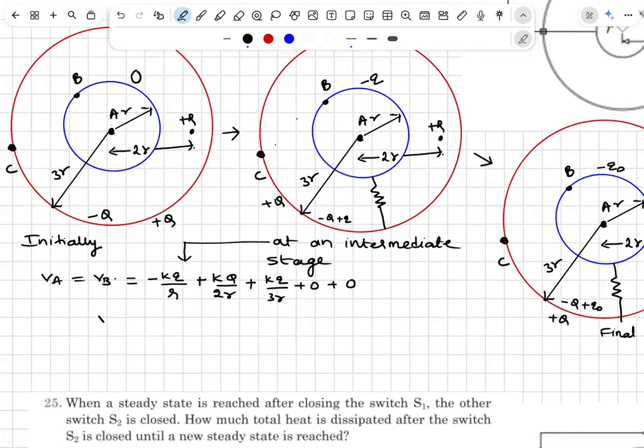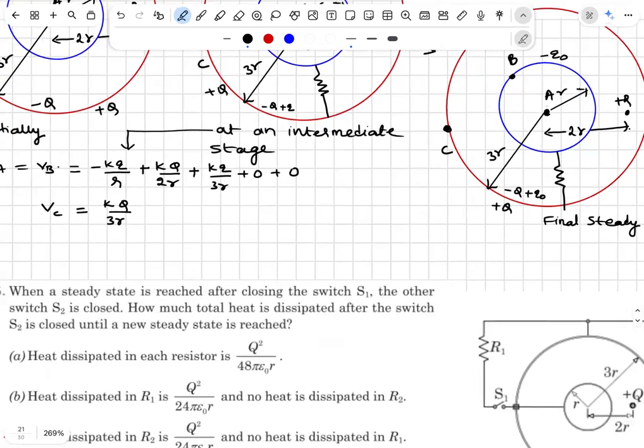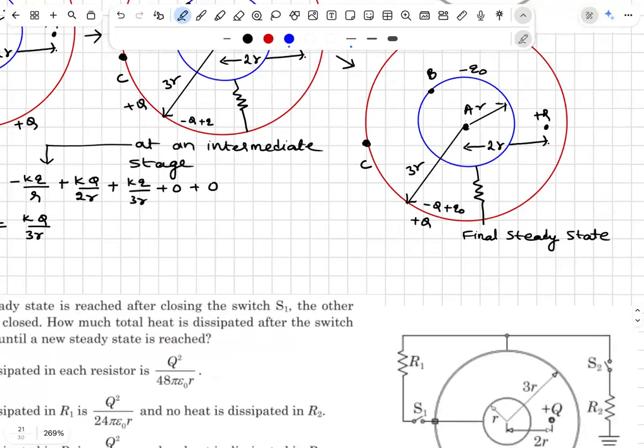During the same stage, if someone asks me VC, when I see the picture, I see that there is only Q charge enclosed by this system. So therefore, KQ by 3R. Remember, all this is the intermediate stage. Now I'll change the color. At the final stage, since there is no flow of current between the inner shell and the outer shell, VB is the same as VC.